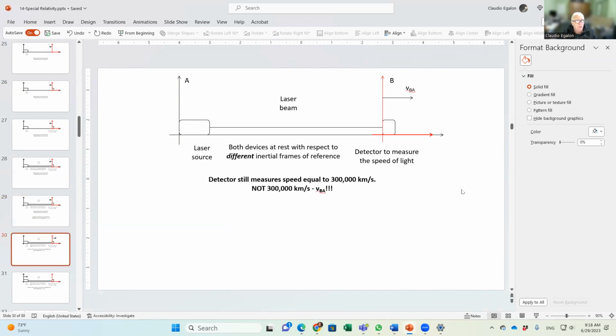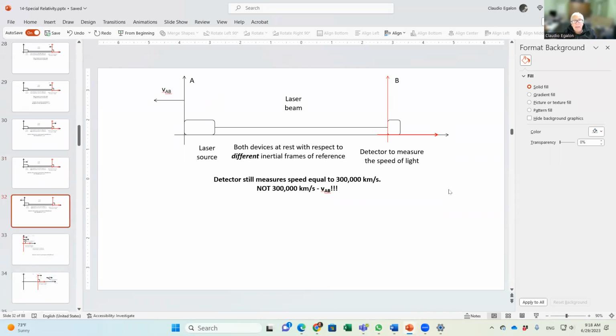It doesn't matter if you move your referential B away from the laser. It's still going to measure 300,000 kilometers per second, not 300,000 kilometers per second minus V_BA. No. See here, the velocity here? Compare this one with this one, right? Moving away. And even if B is at rest with respect to us, and A is moving towards B, you still get 300,000 kilometers per second. A is moving away from B, it's still 300,000 kilometers per second.